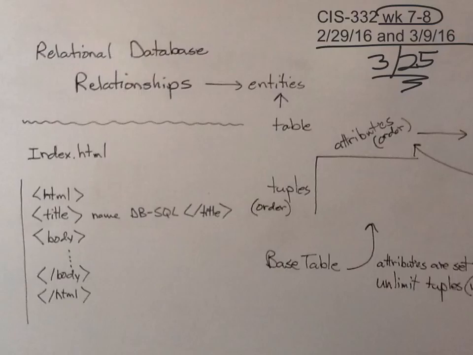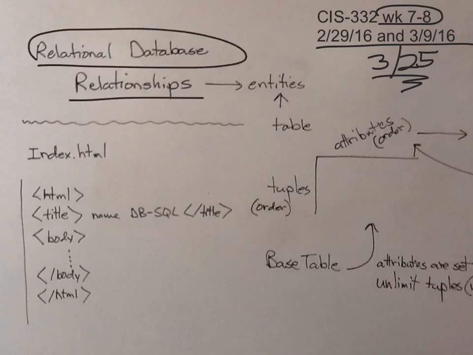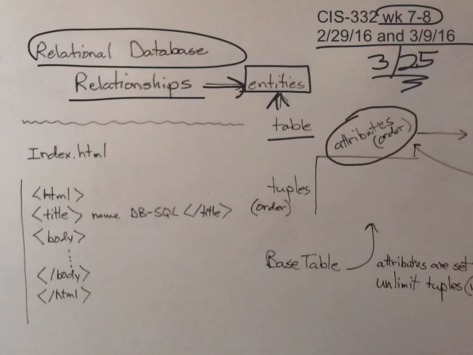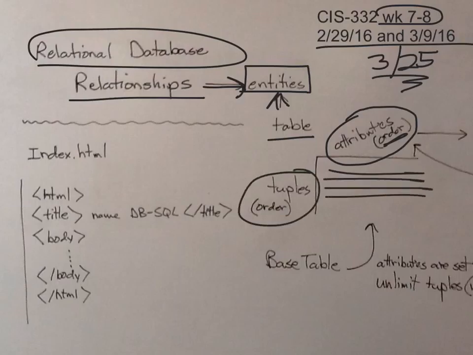Some more things. We're talking about relational databases, relationships. We're starting to talk a lot about developing entities, and from entities we create a table. The table has attributes that can be in any order and tuples that can be in any order. Tuples often are referred to as records, and then we have these attributes about these records. Okay?